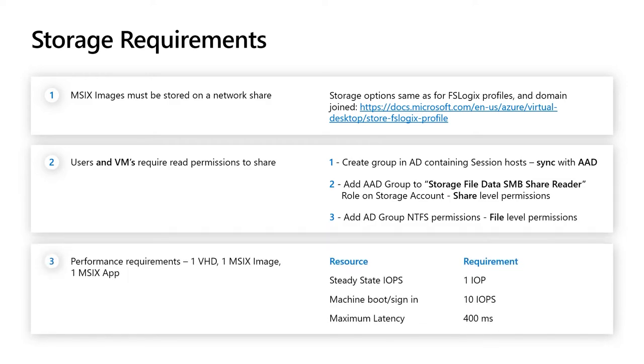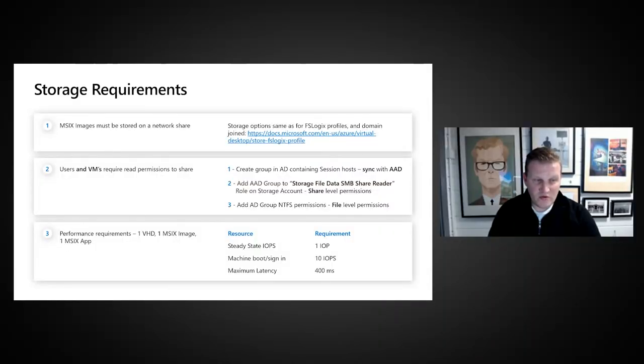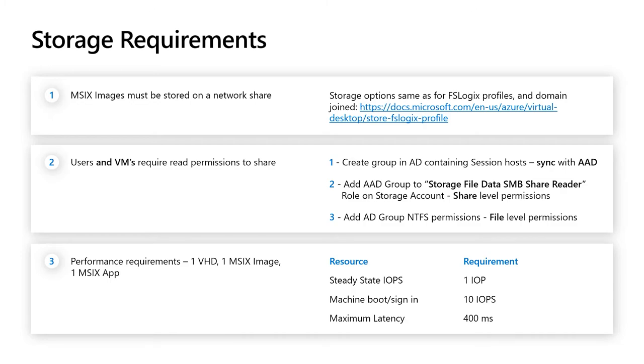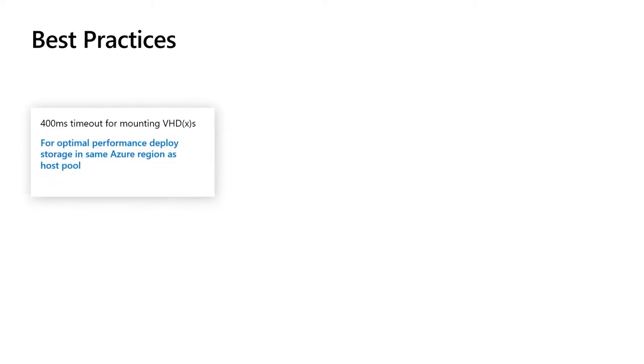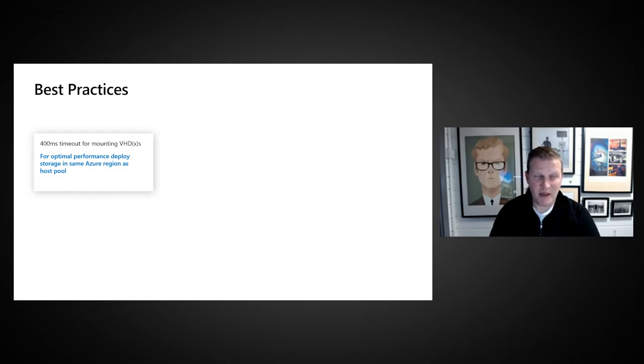And then the performance requirements. So this is just around one single VHD that contains one single MSIX image, which itself has one MSIX app within it. And so these performance requirements are, at steady state, we only require one IOPS. And for machine boot and sign in, it's 10 IOPS. And there is a maximum latency of 400 milliseconds. So let's move into some best practices. And we'll start with that 400 millisecond requirement. There is a timeout for mounting these VHDs. So if that latency is over 400 milliseconds, then that mounting will fail.